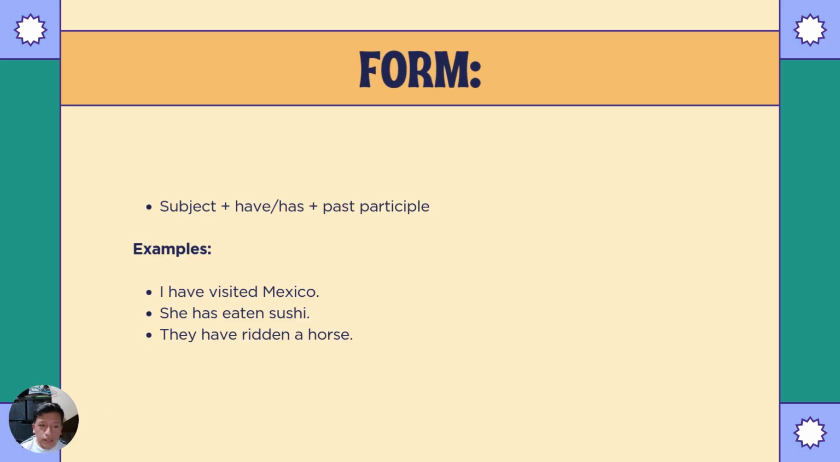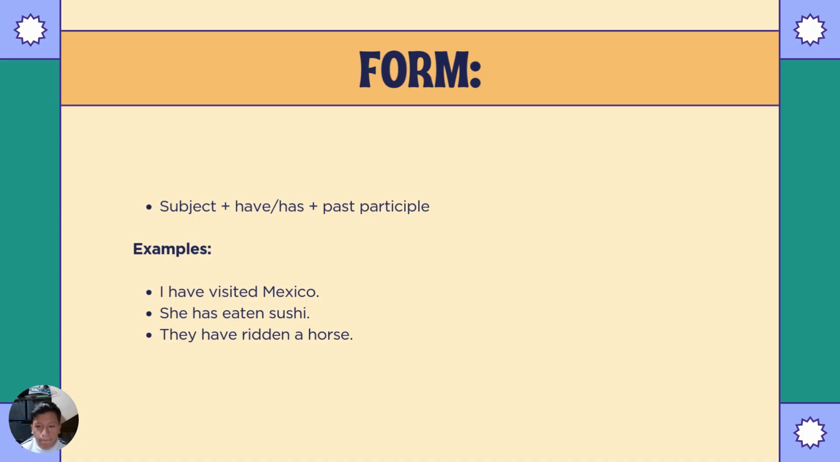Structure. Next, I explain the form of the present perfect. The structure is subject plus have or has plus a past participle. So we get examples like, I have visited Mexico. She has eaten sushi. They have ridden a horse. This small explanation comes from the grammar translation tradition, but in simple and modern words.